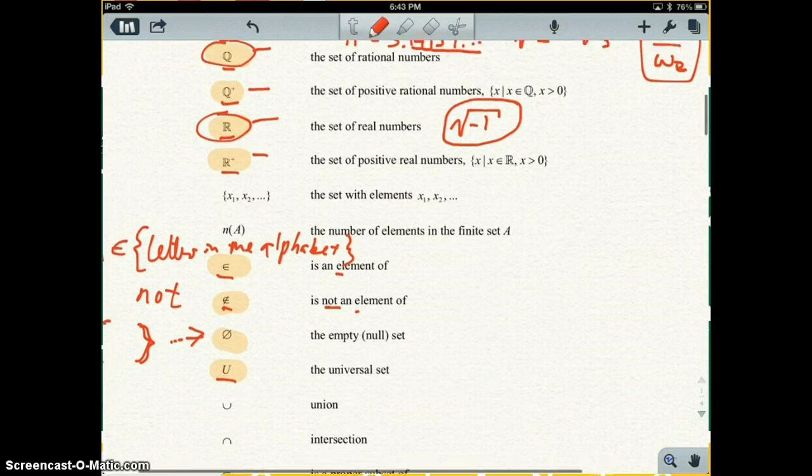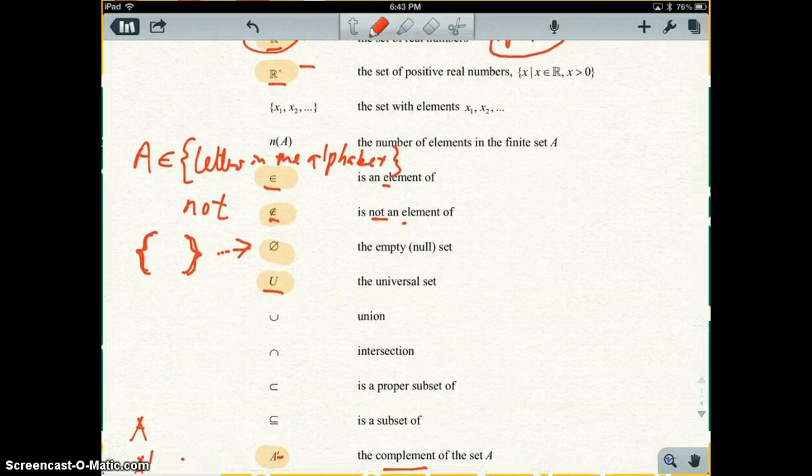Okay? Now we're going to talk about some operators for set theory. First, this symbol means "is an element of." So, for example, here's a usage of it: A is an element of letters in the alphabet. It looks kind of like an E. Not an element of would just be an E with a line crossed through it. Okay, this is one that you probably haven't seen before. It's the empty set, or the null set, and you might know that as two curly braces with nothing inside of it.